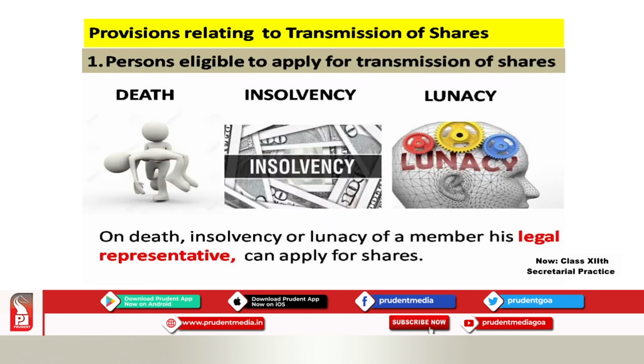Now I am going to the provisions relating to transmission of shares. Again, please remember provisions or conditions. Now the first one, persons eligible to apply for transmission of shares. When are they eligible to apply for transmission of shares? The first case, as you can see, on the death of a shareholder. The second case, insolvency. Now you can see the notes that are put on the screen over there. Insolvency means bankrupt. You have no money left with you. Okay, you are insolvent, you are bankrupt, no money.